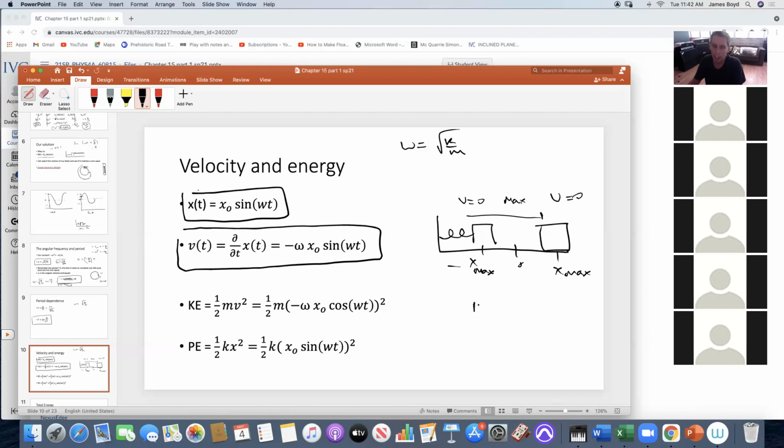And that's because the energy is always kx squared over 2 plus mv squared over 2. And when v is 0, it's all potential. And when x is 0, it's all kinetic. I know you guys remember that, but so the kinetic energy, 1/2 mv squared, is really 1/2 m, plug in this.